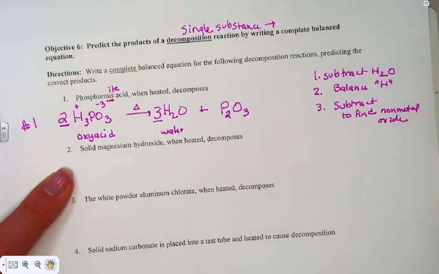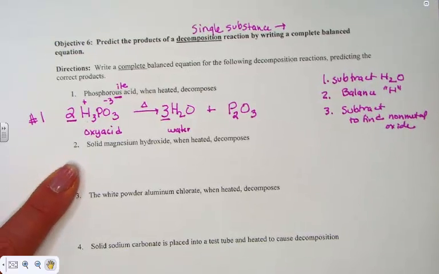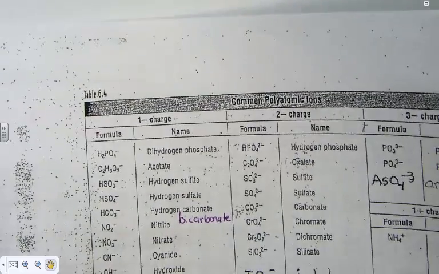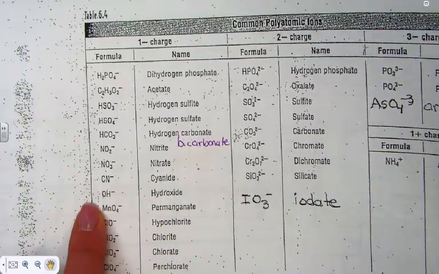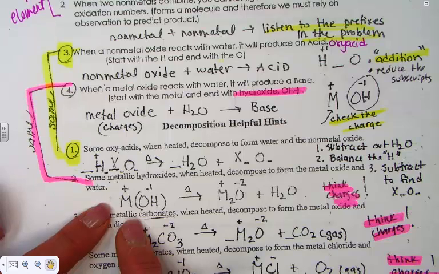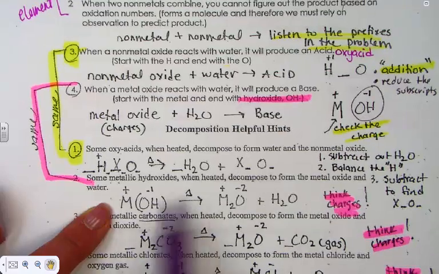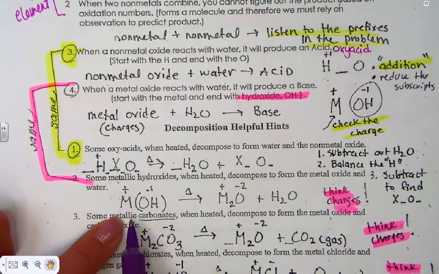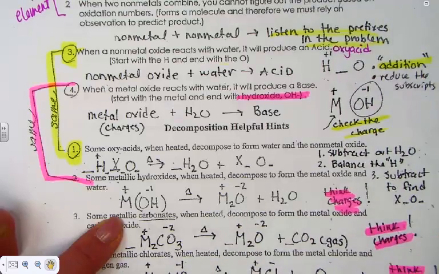Number 2, when solid magnesium hydroxide is heated, it decomposes. Magnesium hydroxide. Remember hydroxide, our polyatomic ion that represents a base? Hydroxide is OH-1. When I consider helpful hint 2 on my decomposition helpful hint page, metallic hydroxides, when heated, decompose to form the metal oxide and water. The metal, of course, in our problem was magnesium. Magnesium hydroxide will turn into magnesium oxide and water.